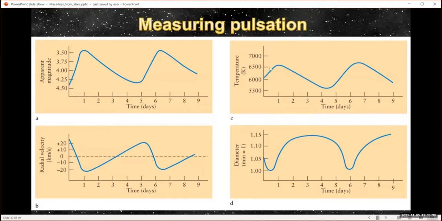We can also monitor the star's temperature by looking at the spectrum. Remember, we work out a star's temperature by looking at the spectrum of the surface of the star. Now here you can see that the temperature is going up. It's actually hottest when it's brightest and coolest when it's faintest. This makes sense because remember, we've got the Stefan-Boltzmann law. And so the flux goes as T to the 4.